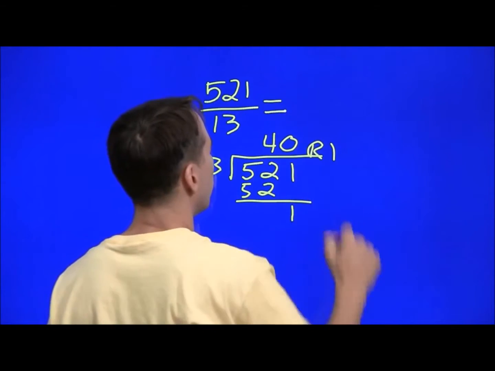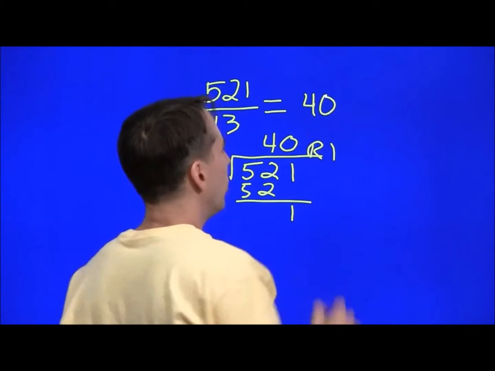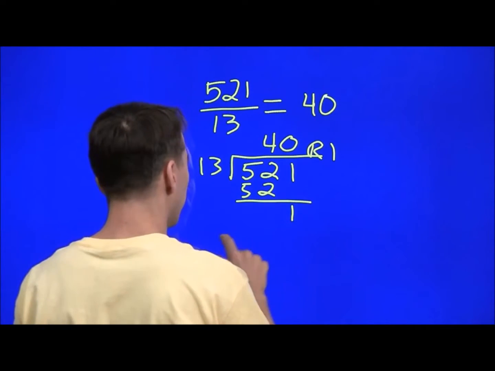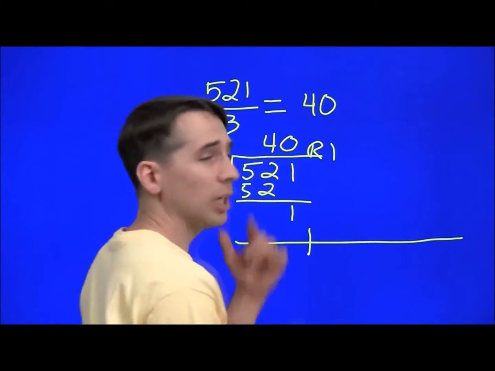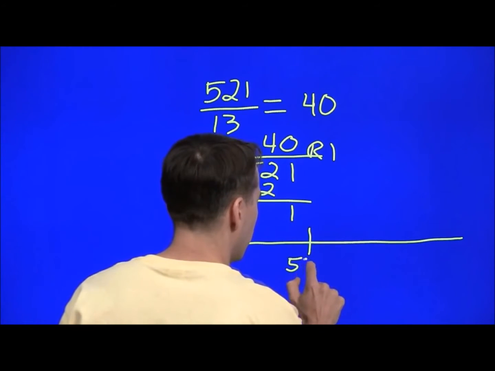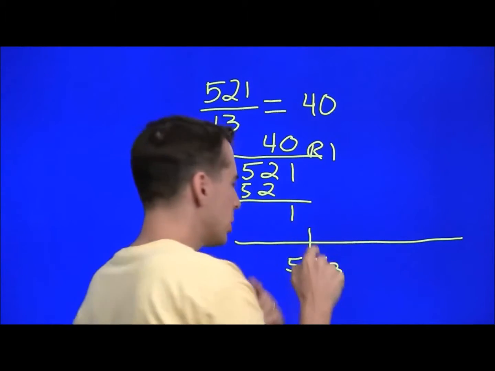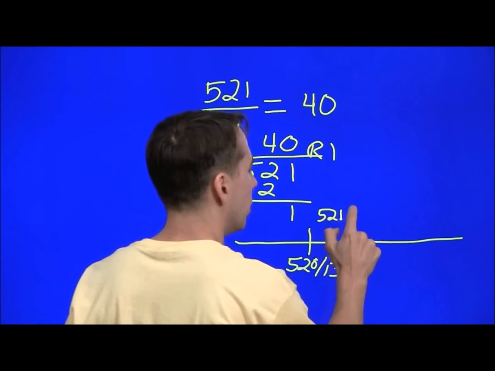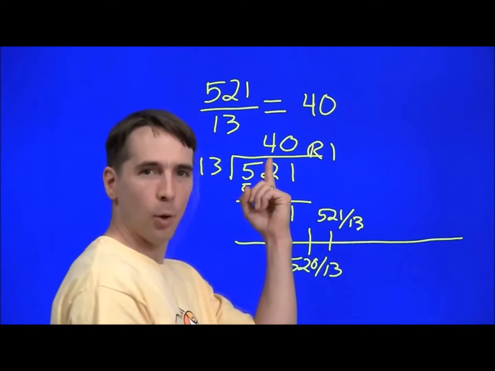So this equals, what do I do with the 1? I know the integer part. The integer part's going to be 40, but what is this 1 all about? Well, for a minute, let's think about the number line. I know 13 times 40, that's 520. This point, if we call this 520 over 13, the remainder of 1 means I'm 1 more 13th. I'm 1 more step past this. I'm at 521 over 13. This remainder, this 1, tells me I'm 1/13th past the whole number.